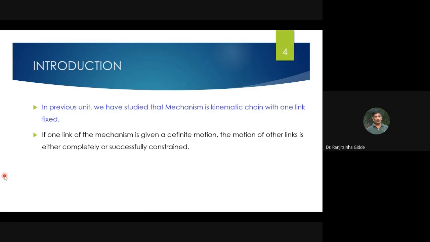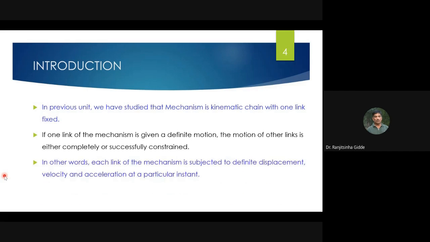Second point, you should write point wise. If one link of the mechanism is given a definite motion, the motion of other links is either completely or successfully constrained. This is important. You can write.